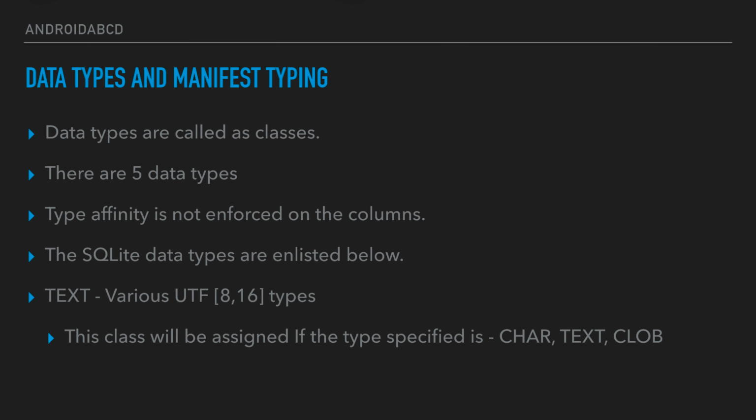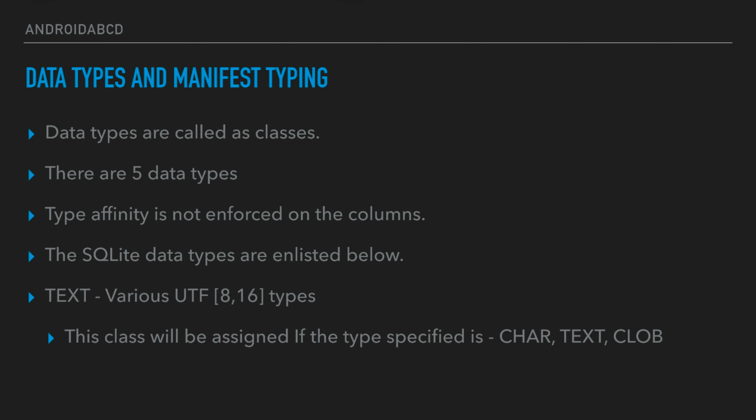So in this episode, let's understand the capabilities of data types and what exactly manifest typing is. Going forward, we also have to understand that data types are called classes as well. When you are writing a database, you could call the type a class. You can name it like text class, integer class, and things like that. And there are 5 major data types, and once you know all these 5 data types, you can play around with it.